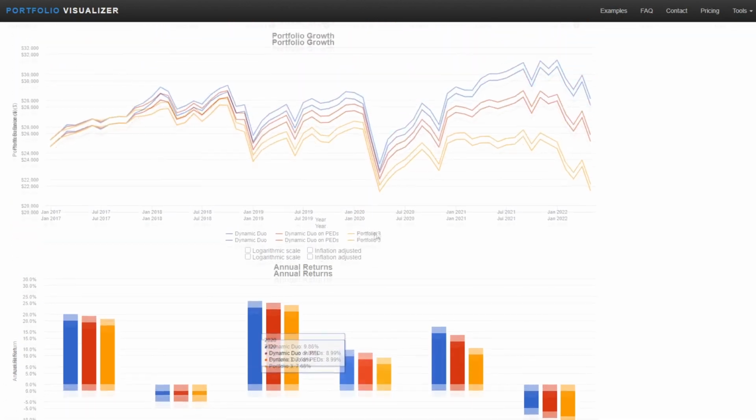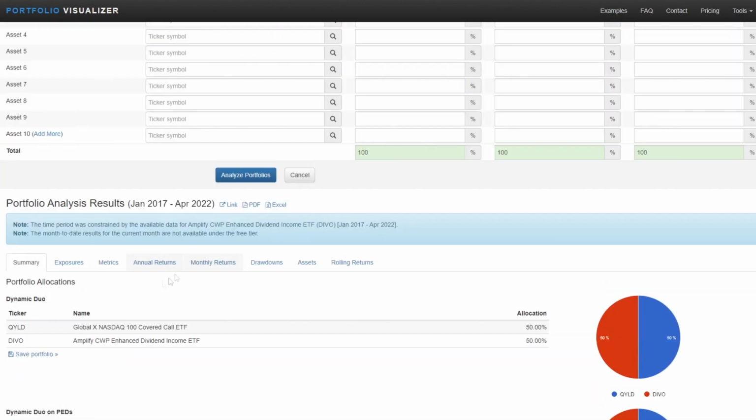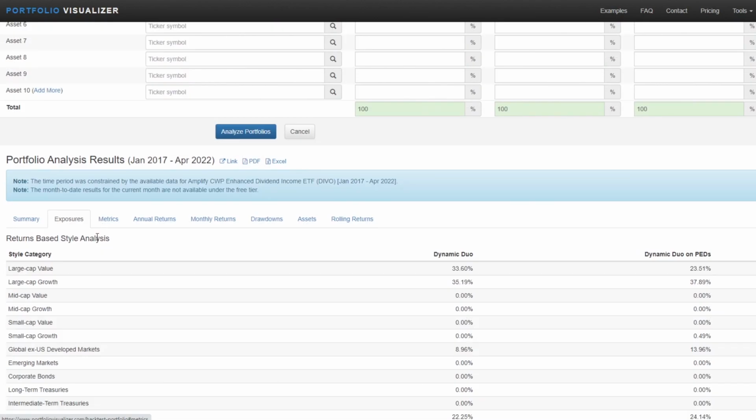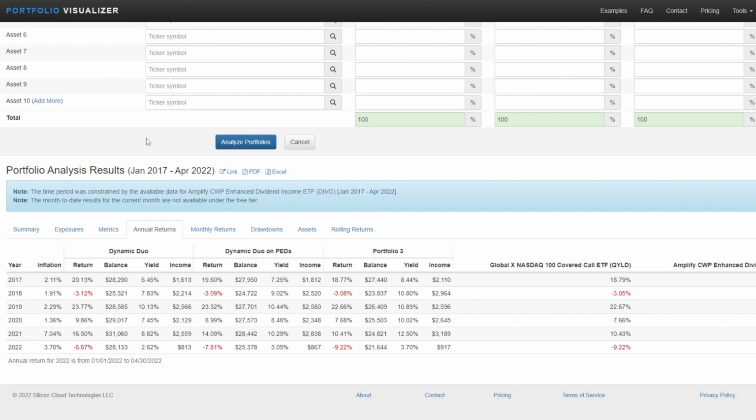One thing I like to do is look at the returns. You can look at your exposures. You can see, obviously, you have large cap value, large cap growth, which is both of them. We talked about that already. I like to look at the annual returns. Now, with the annual returns, you're going to see the income that we collected on a yearly basis, and you can see it for each one.